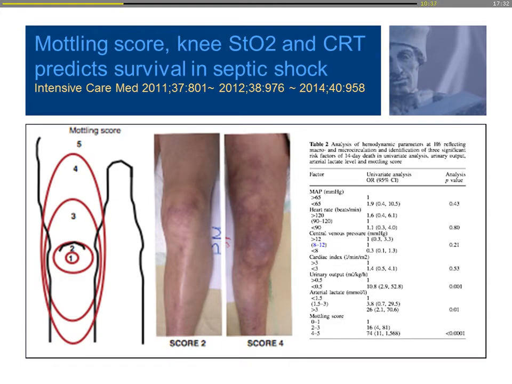Now, the group from France did some very nice studies, not looking at the microcirculation under the tongue, but at a very easily accessible microcirculation that Max Ariwal alluded to, and that's the skin. They started off with a mottling score, which showed a 74 times higher risk of dying when your complete leg, or almost your complete leg, had this discoloration.